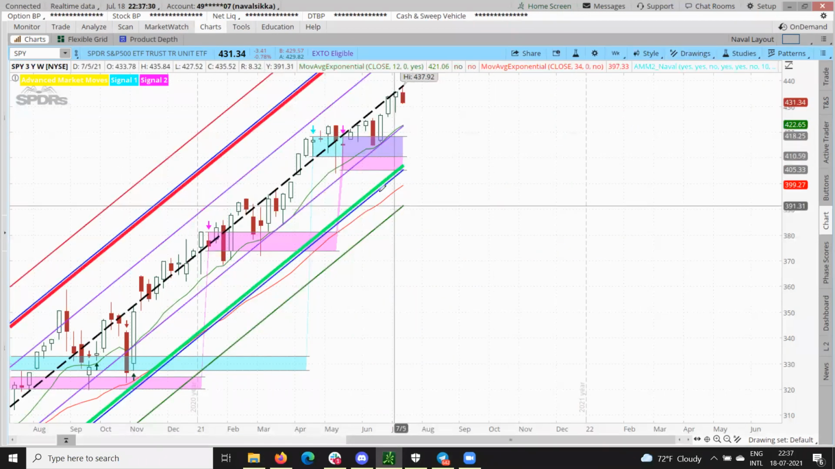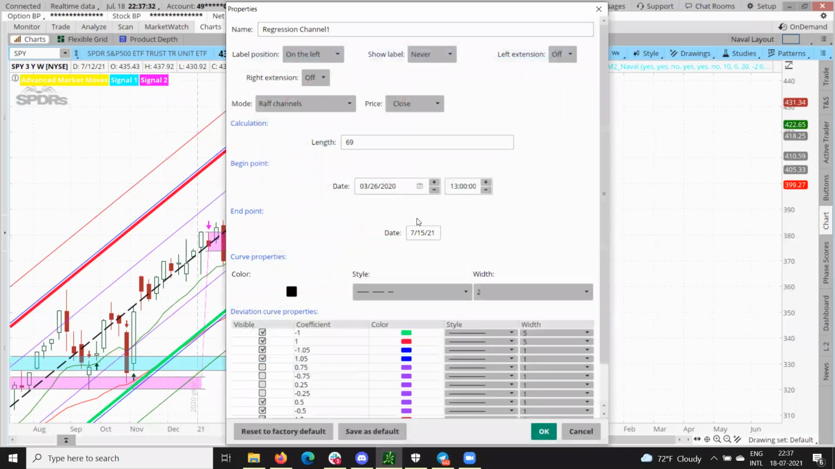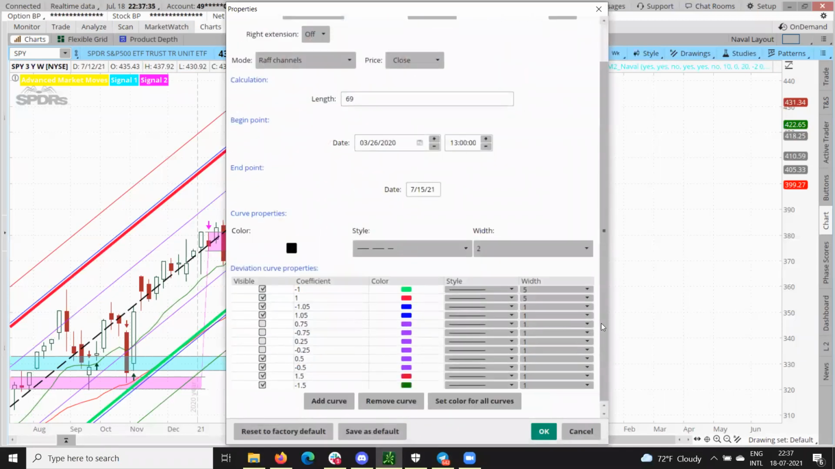But what I've done here is, if you right-click it and edit properties, the first thing is I have changed the mode to Raff channels instead of standard deviation. Raff channel is an important one. Second thing, I have added multiple coefficients here. Usually you will find coefficients of 1, -1, and 0. But I've added certain increments here and shaded them with a separate color so that I can clearly see where I'm heading in terms of my regression channels.